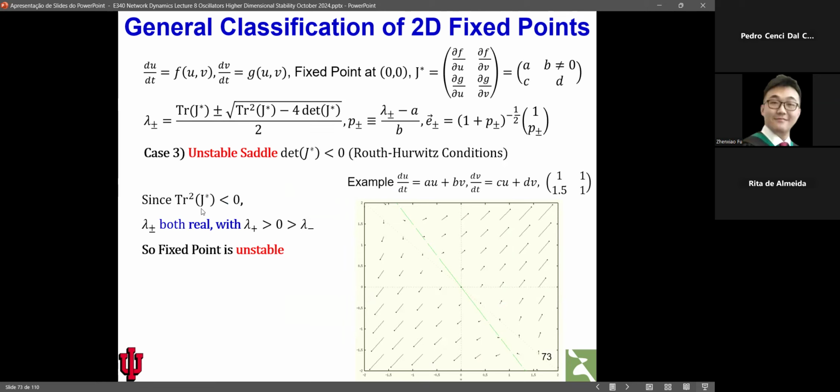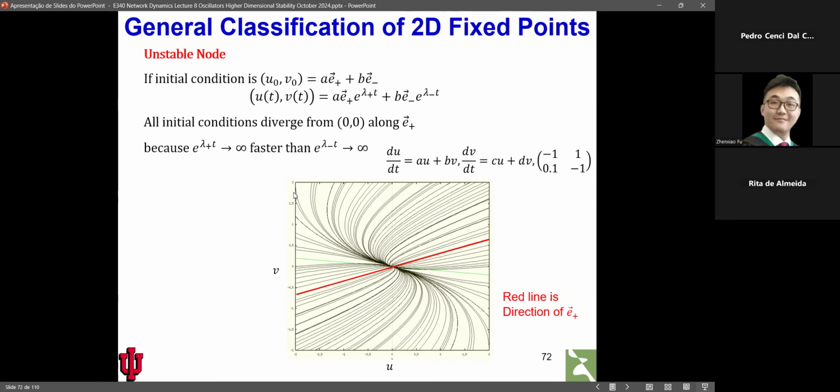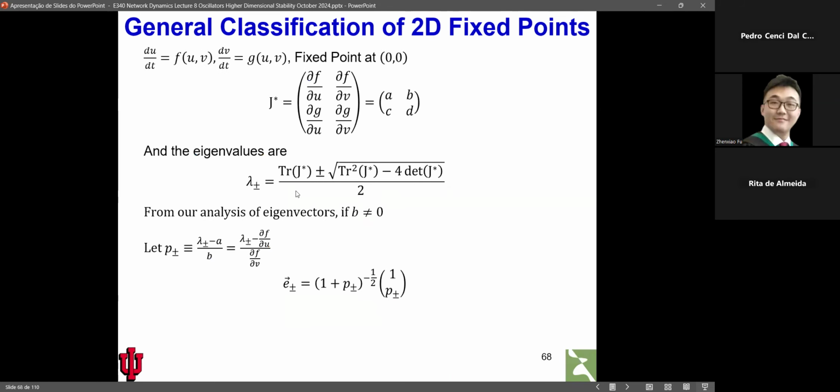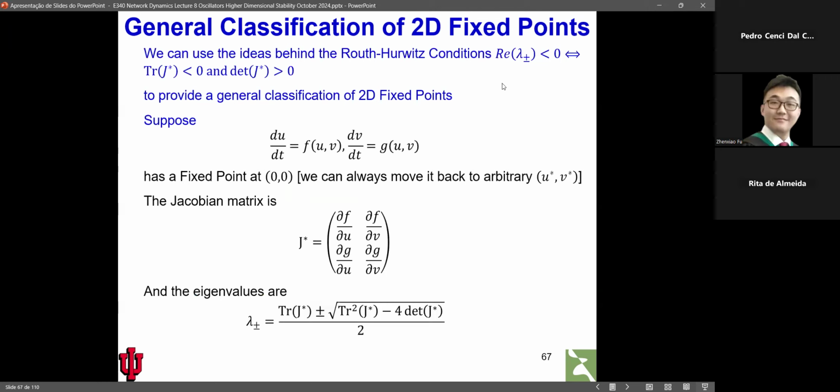This is just an example. But again, you have case 3. Now you have this thing less than 0, but the other larger than 0. Just remembering the Hurwitz condition, you should have the trace less than 0 and the determinant larger than 0.